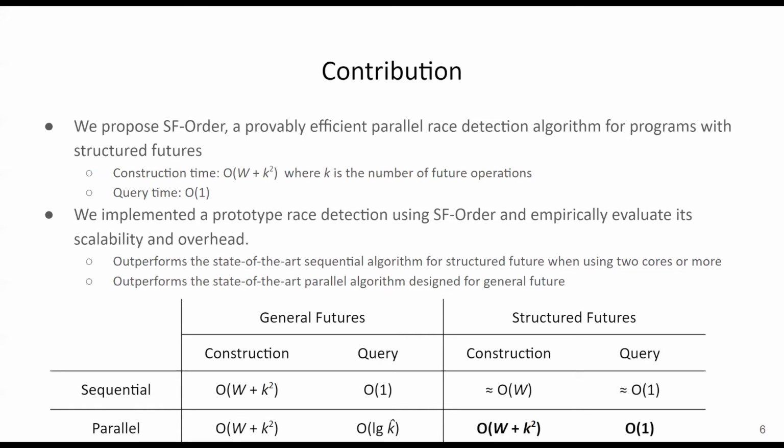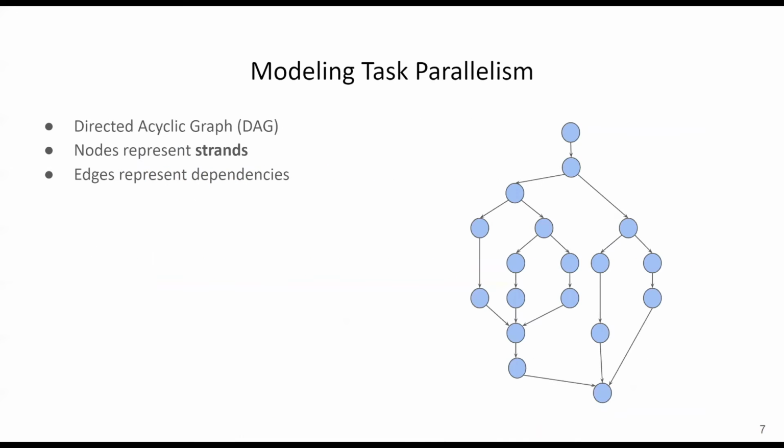Our experimental results also demonstrate that when compared to the sequential algorithm for structured futures, our algorithm beats the sequential algorithm as long as the program is executed on 2 cores or more. We also compare SF order against the state-of-the-art parallel algorithm for general futures. The results indicate that our algorithm outperformed the state-of-the-art parallel algorithm designed for general futures as well.